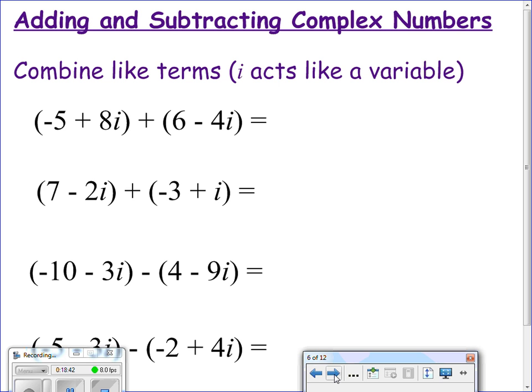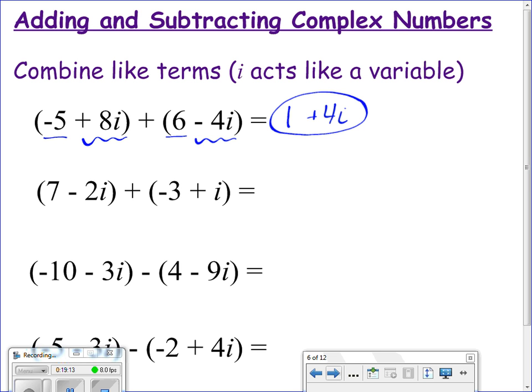No, because I'm just adding, right? If it's just adding these together, I don't really need the parentheses. I'm just going to put my like terms together. So on the first one, we can have negative 5 plus 6, which is 1, and 8i minus 4i is 4i, positive 4i. So i is just like an x, just like any other variable. You're putting your like terms together. All right, how about the second one?